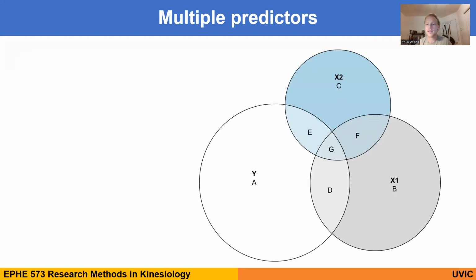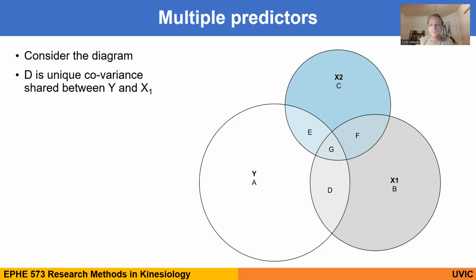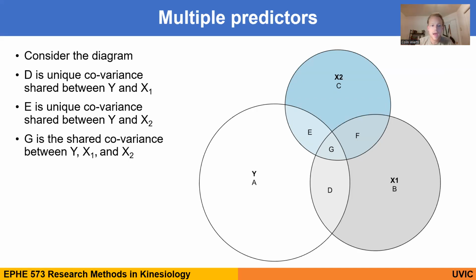So here's an example of how we can visualize multiple predictors in a model explaining variation in our Y outcome. We have a Y outcome, and we have two predictors, X2 and X1. The D part of our model represents the unique variation that X1 and Y share, or the covariance between those two variables. Then E represents the unique covariance between X2 and Y. And then G is the shared covariance between Y, X1, and X2, so how those three variables covary together.